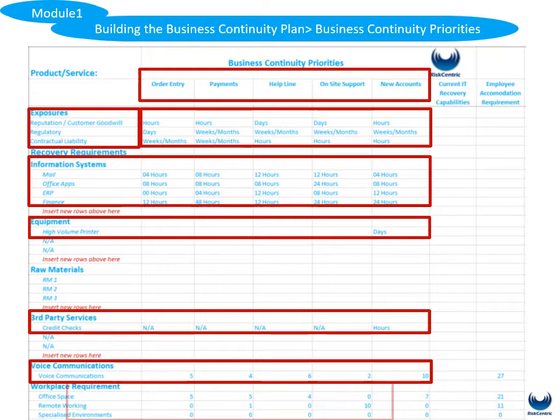When we think about workplace requirements, we're thinking about loss of access to our business premises and how we accommodate staff who are directly involved in operating priority tasks. We may need to provide temporary accommodation for some, others may be able to work remotely, and others still may need specially configured working accommodation.